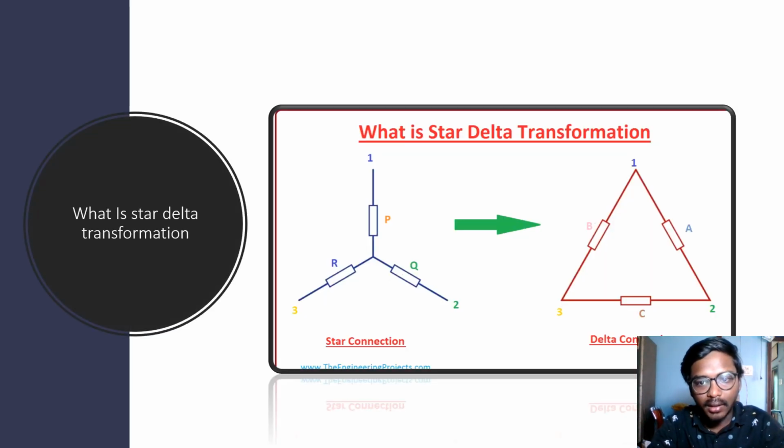Today's topic of concept in BW is star to delta transformation. What is star delta transformation? It is a transformation of star connection to the delta connection. As you can see in the picture, in picture 1 there is a star connection, in picture 2 there is a delta connection. It is called star to delta transformation.